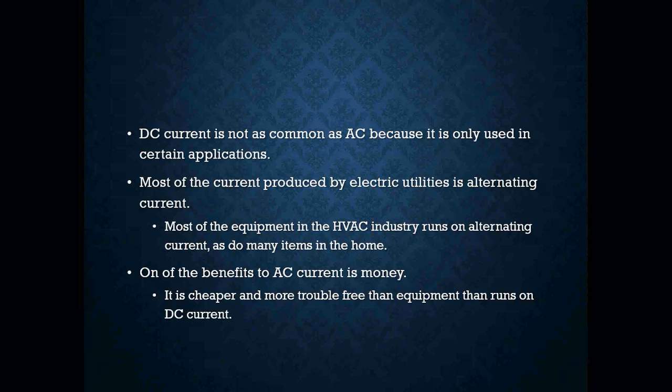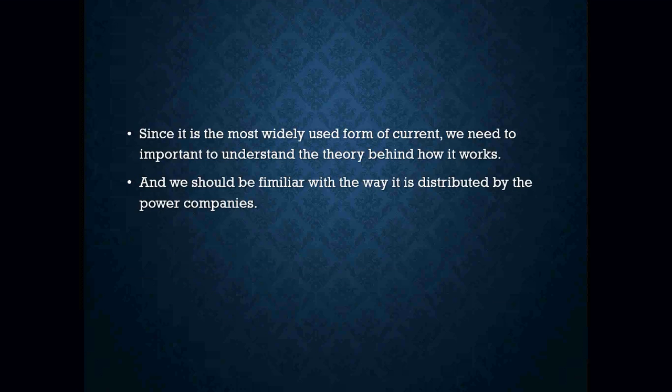Most of the equipment in the HVAC industry runs on alternating current, as does pretty much everything in a home. One of the other benefits of AC is obviously money. It's cheaper and more trouble-free than equipment that runs on DC. Since it is used more widely, we need to make sure that we understand the theory behind how it works. We need to be familiar with the way it is distributed by the power companies.